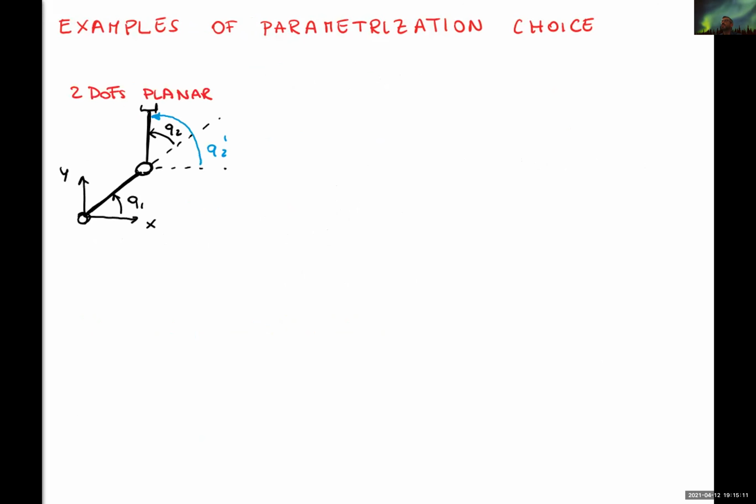We have here two examples of parameterization choice. If we want to define the joint space for this robot, we could use, for example, either this angle for the first joint and this angle for the second joint, or we could do what most people do in robotics: we define the second joint angular position in a relative way with respect to the previous one. Both of them are okay. They are minimal. Here we have a 2 degrees of freedom robot with 2 joints, in this case a planar robot, and they're minimal and unambiguous.